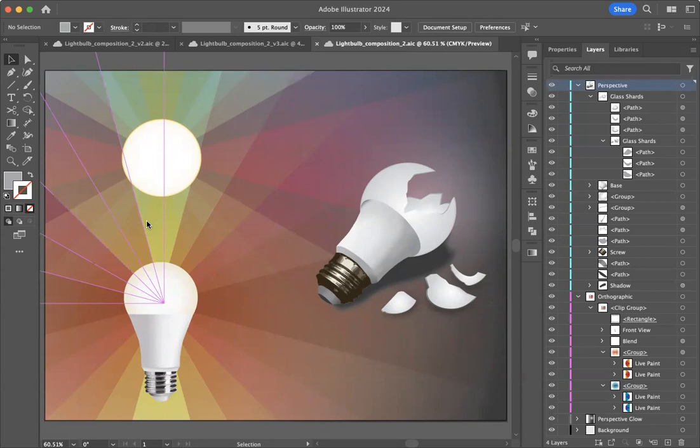Additionally, the light rays unify the piece through similar shapes and colors throughout the background, which even extend and interact with the perspective portion of the composition.